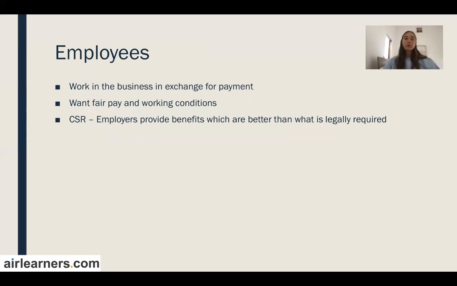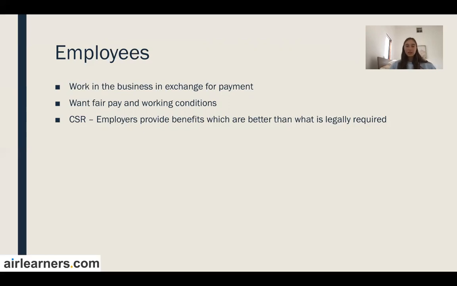So let's start with our employees. With each of our stakeholders, it's good to get into the habit of having a definition of what they are, having an idea of what they want, so what is their interest in the business, and also having a brief way the business can implement CSR in relation to that stakeholder. So starting with employees.